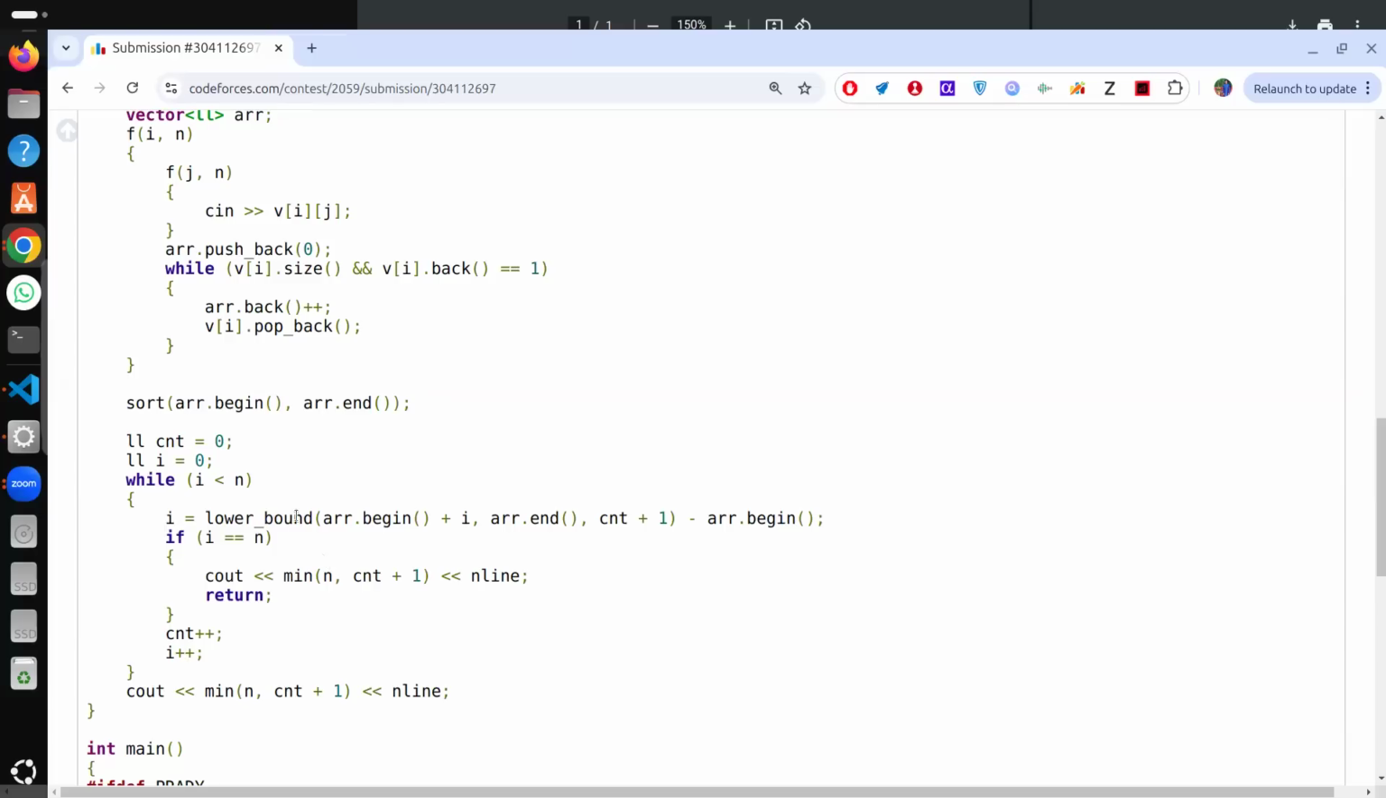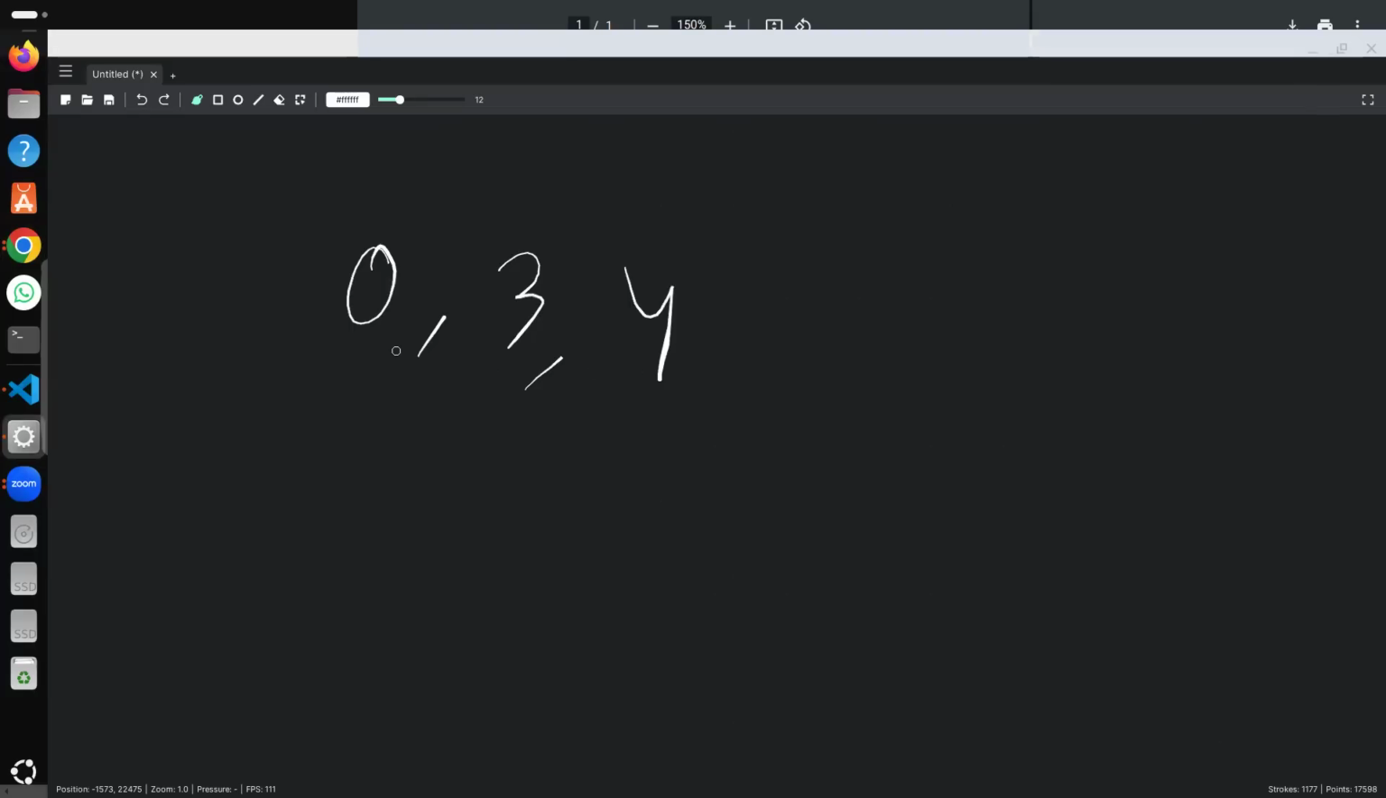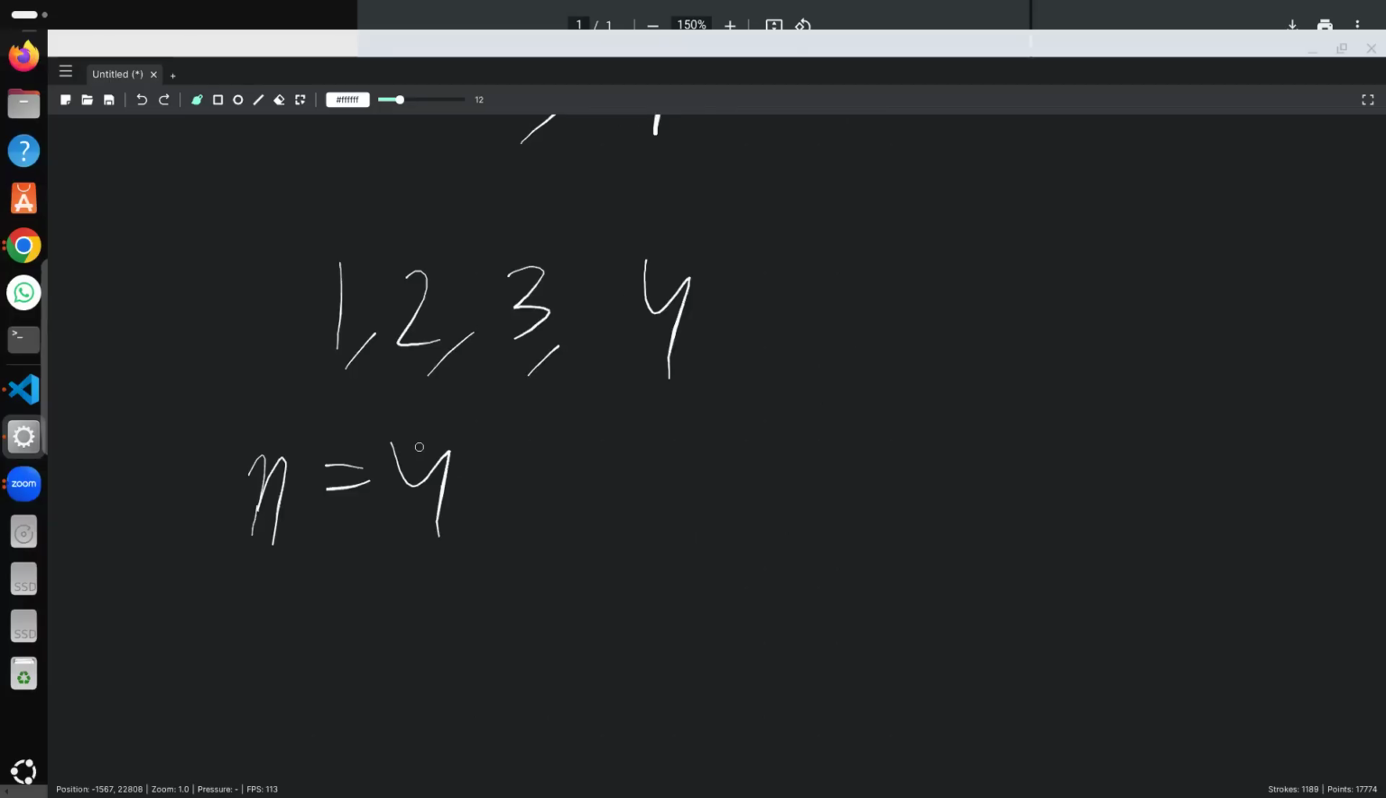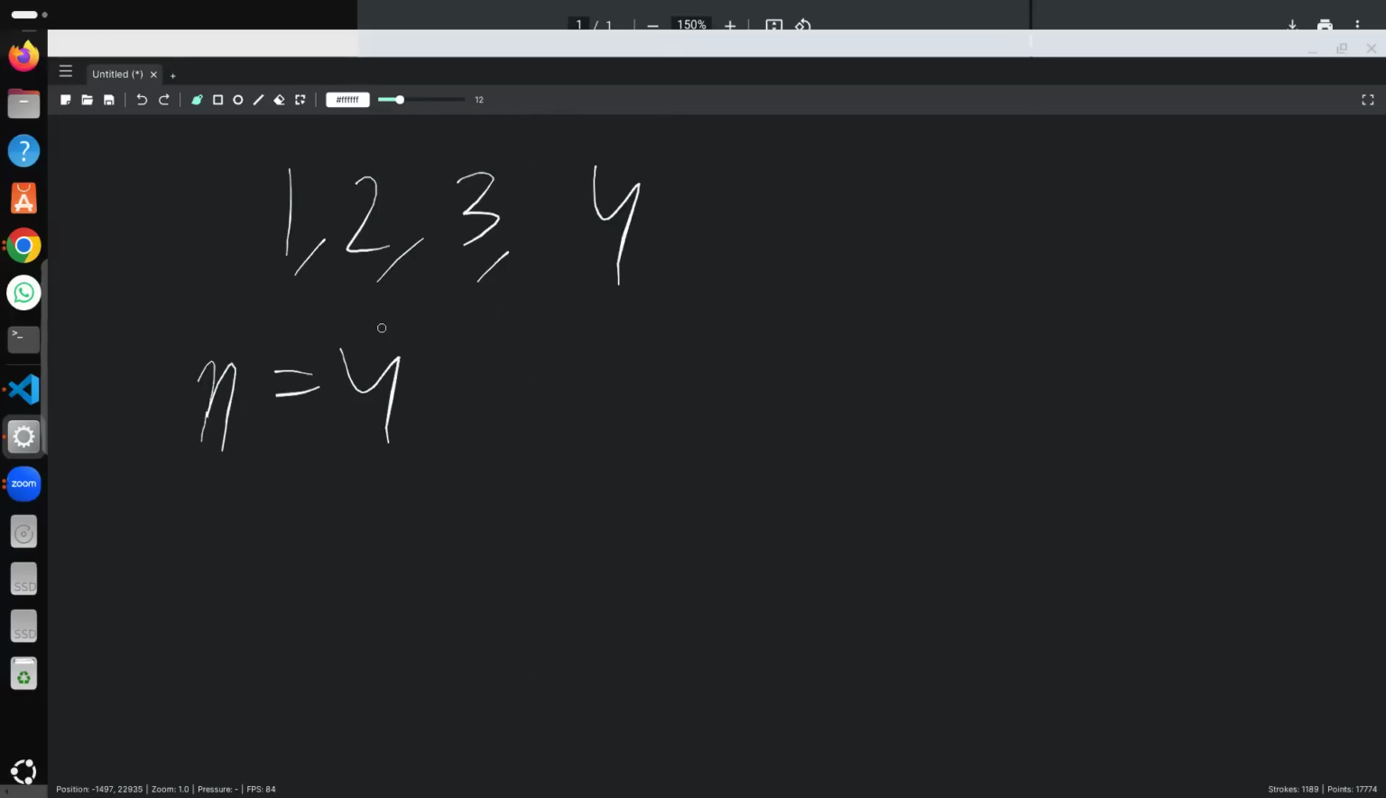And I don't think this is very necessary because count plus 1 will be like when it searches for n. Okay, actually it is necessary. So suppose let's say the array is like 1, 2, 3, 4, like n is equal to 4. Then what will it do? It will search for 1, right? So it searches for 1 and it finds a 1. So it will take a 1 from here.